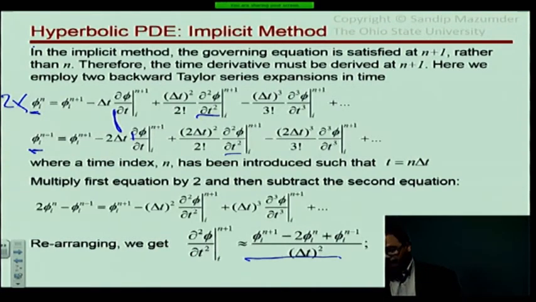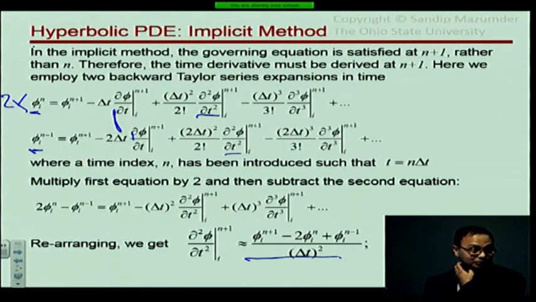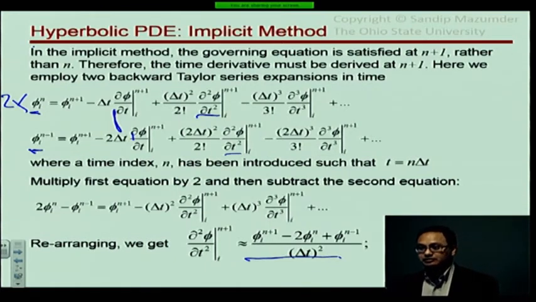The error is of order delta t. So now we are no longer fortuitous and have error delta t squared as we had in the explicit method. It's back to delta t, which we had for the first step of the explicit method, because we are using unequal time stepping in the two Taylor series expansions.